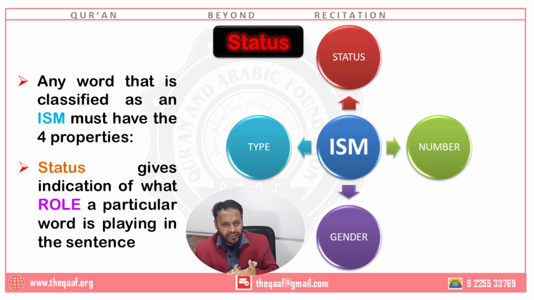What is his status? What's his number? What's his gender? What's his type? These are the 4 properties. The first property is status. Status means, is it rafa, nasb or jar? Is it doer, detail or after of?